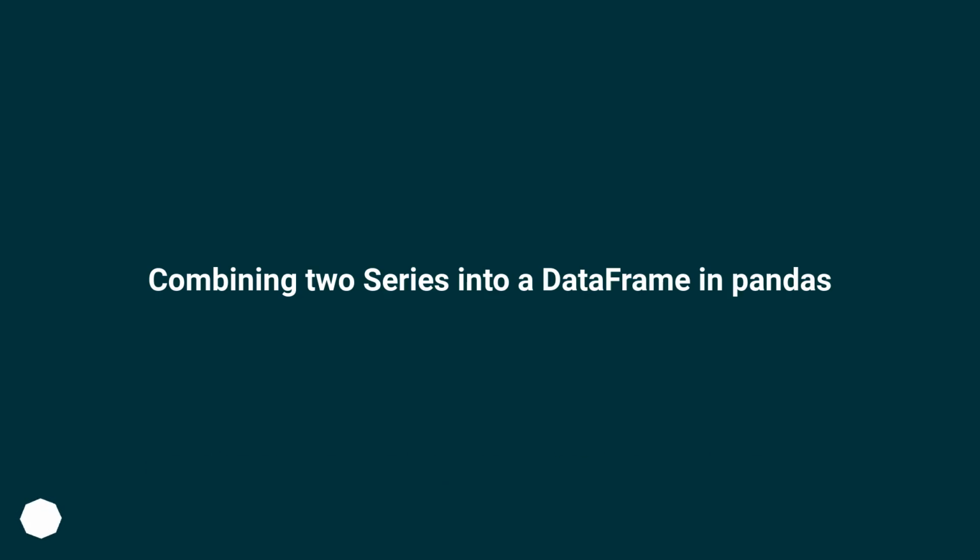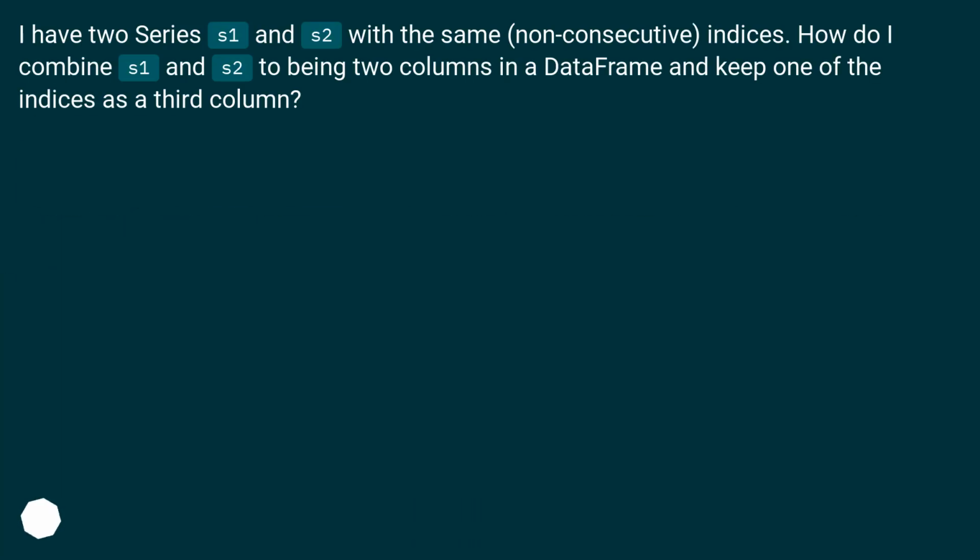Combining two series into a data frame in pandas. I have two series S1 and S2 with the same, non-consecutive, indices. How do I combine S1 and S2 to be in two columns in a data frame and keep one of the indices as a third column?